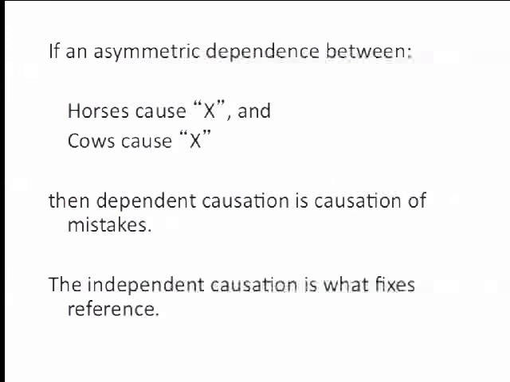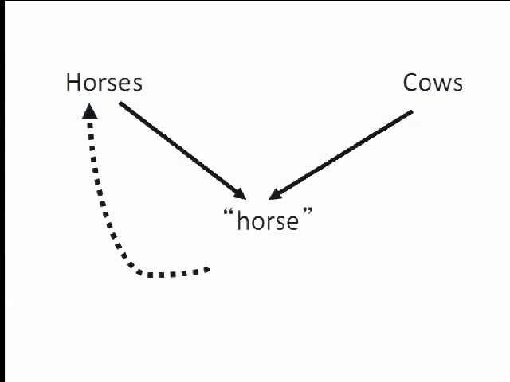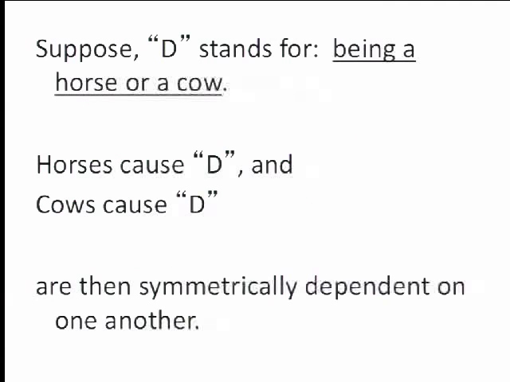So the analysis is, if you've got that asymmetric dependence, the dependent causation is causation of mistakes. The independent causation is what's fixing the reference. And just let's do that exercise. If D stood for being a horse or a cow, then you'd have a situation in which horses cause D and cows cause D, but these two causal connections would be dependent on one another. If one went away, they both go away, and that works either way around.